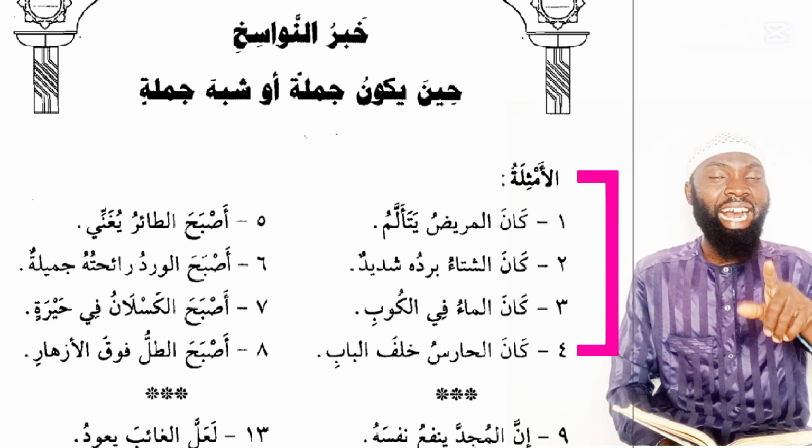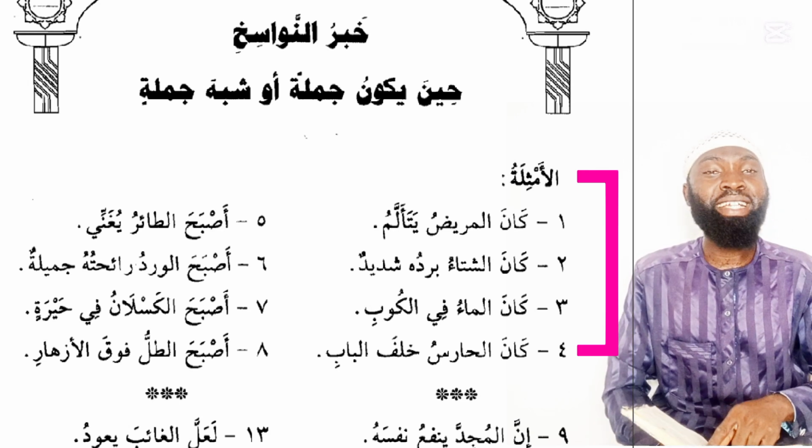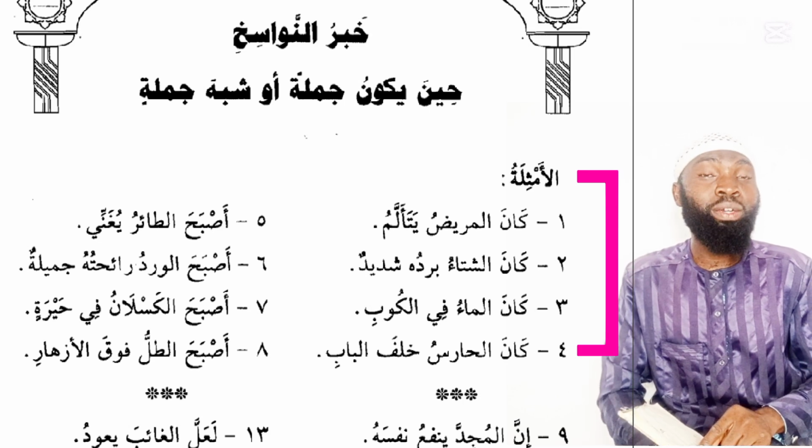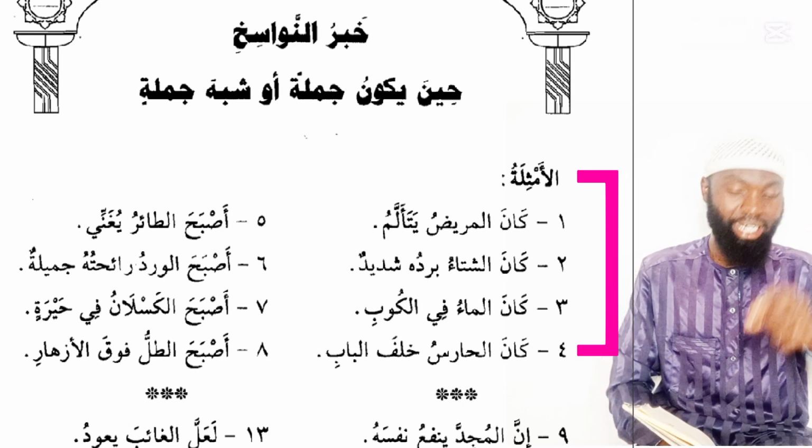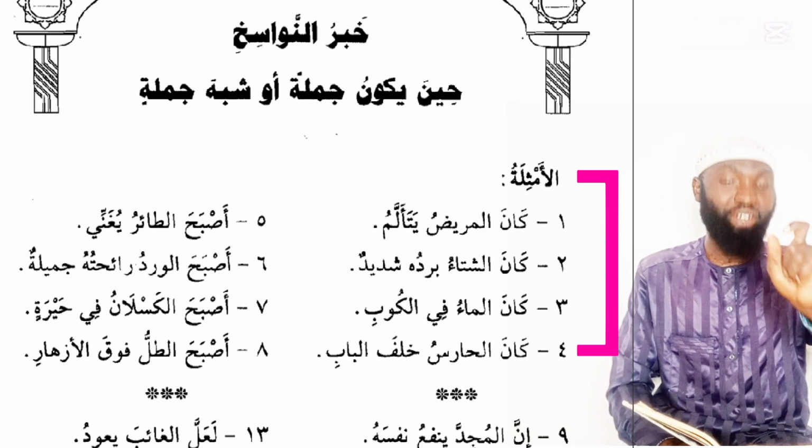So you can see kana is there, al-maridu is the mubtada, then the khabar now is a verb. It's a verbal sentence, yata'allamu. He's feeling pain. So this khabar is a verb.